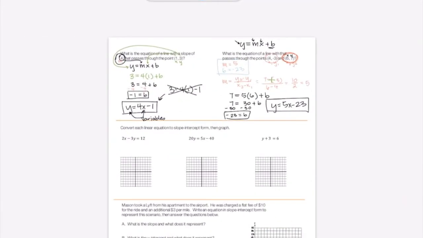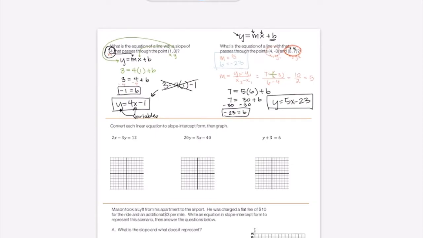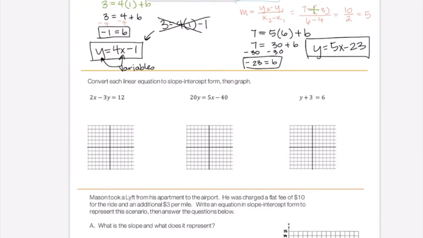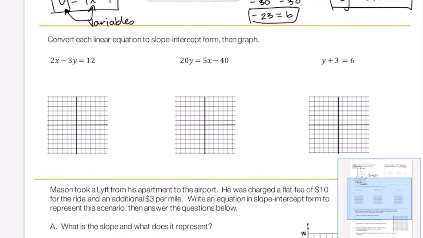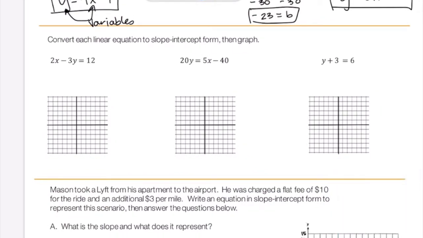Make sure you rewatch that if that was hard for you, because I think that's as complicated as this lesson gets. Okay, the next section is we're going to have to learn to convert linear equations, because sometimes you're going to be given a linear equation and it's not going to be in slope-intercept form, but you want to put it in slope-intercept form so that it's easy to graph.